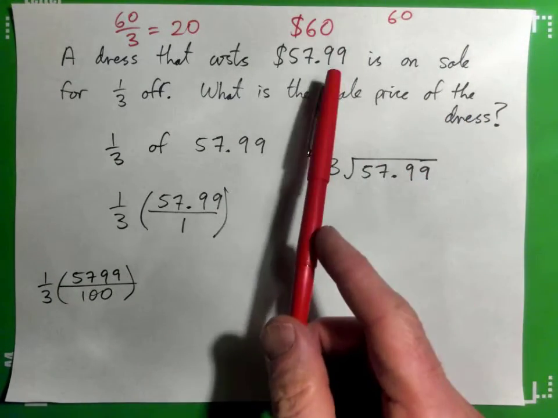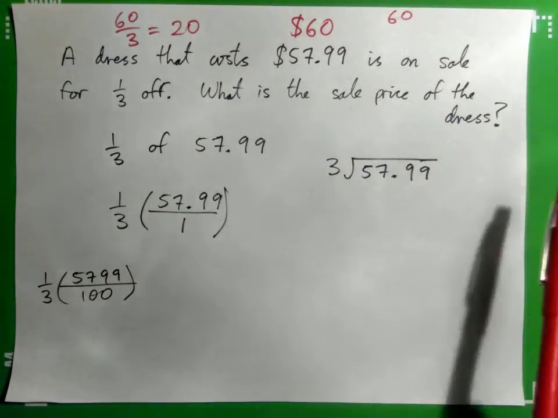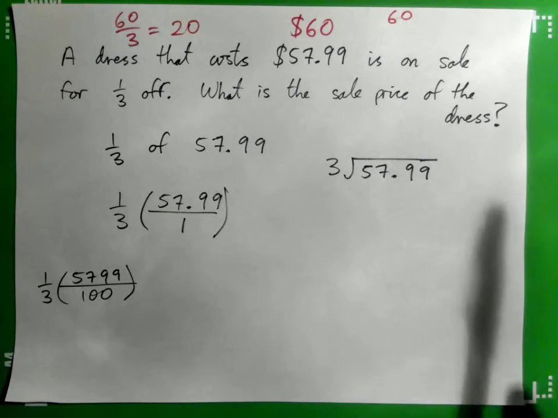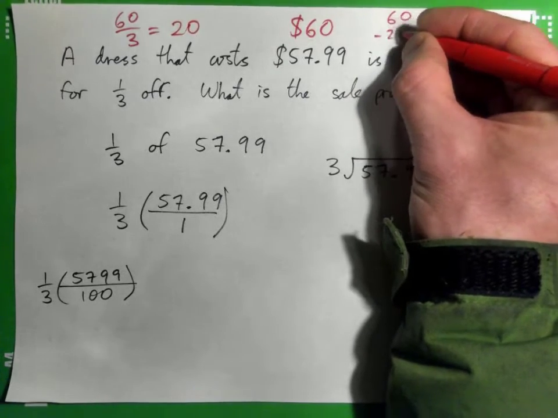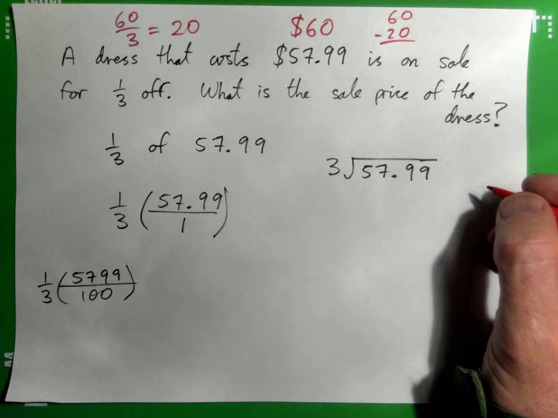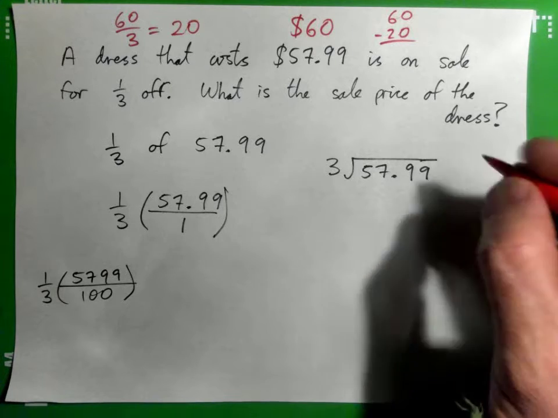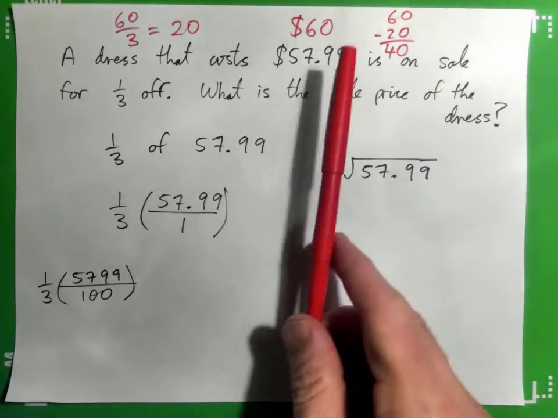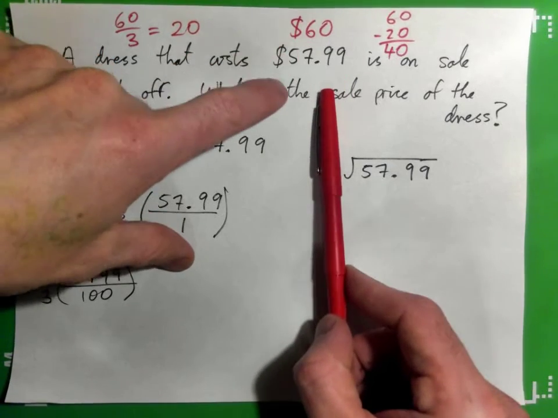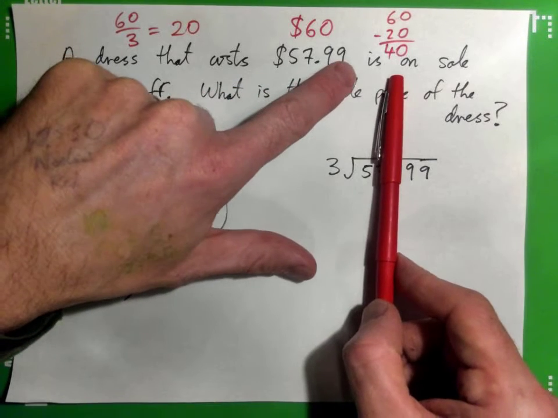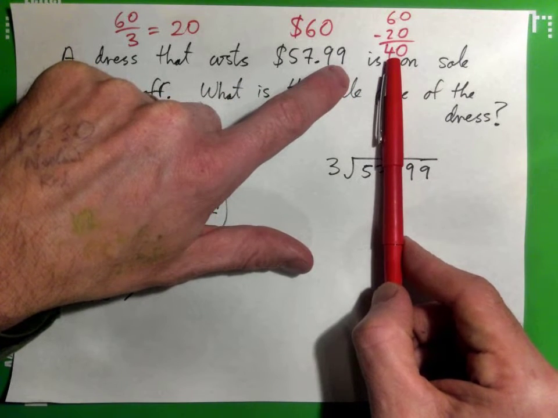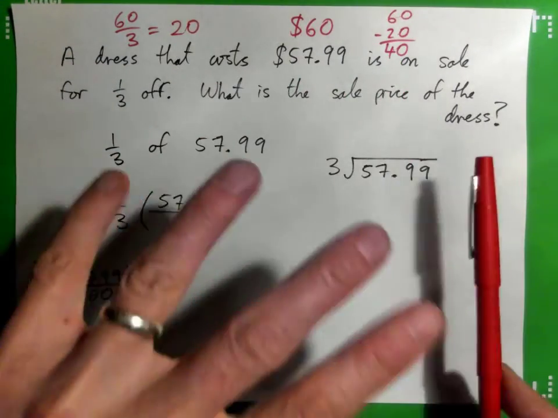So what would the answer to the question be then? There you go. Deduct 20, subtract 20. And the answer would be 40. So we round 57.99, which is very close to $60, isn't it? So our answer should be close to 40. You agree with me on that? When we get our answer, it should be close to 40.